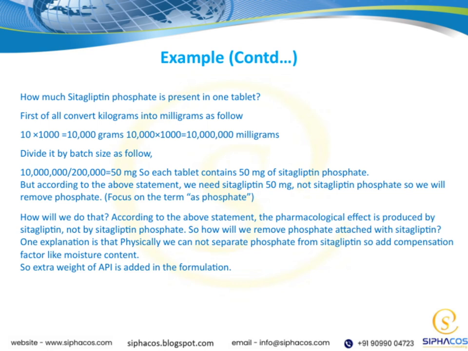So instead, we add a compensation factor, often related to moisture content or other factors, to account for the phosphate. This means we include extra weight of the active ingredient in the formulation to ensure the correct dose of sitagliptin. This is a key concept because it helps us understand how the actual dose is adjusted during formulation to target the active compound, not just the salt form.